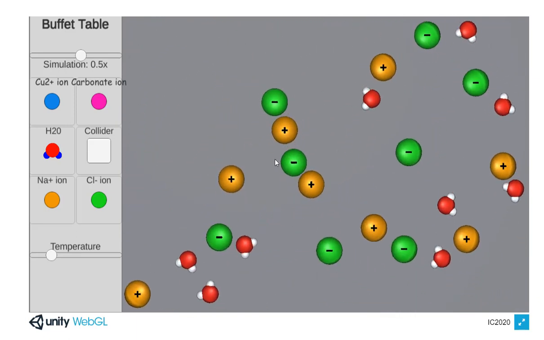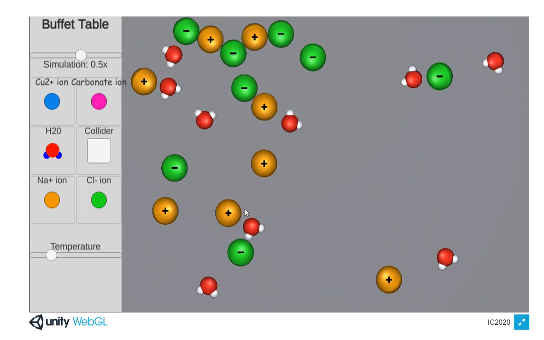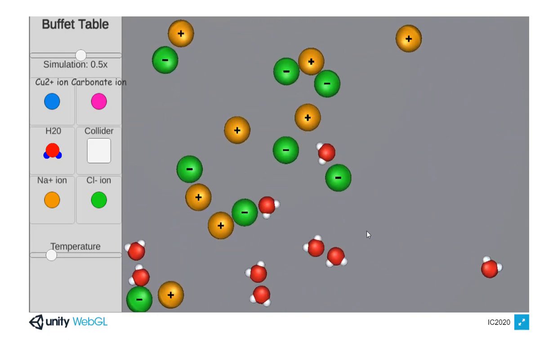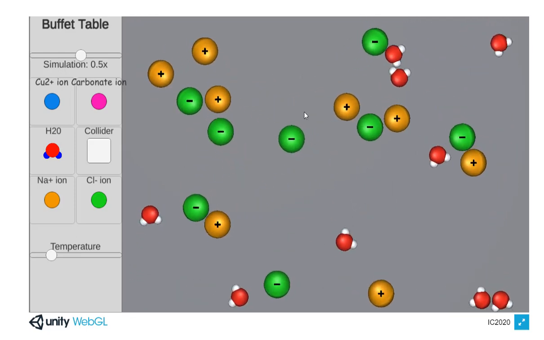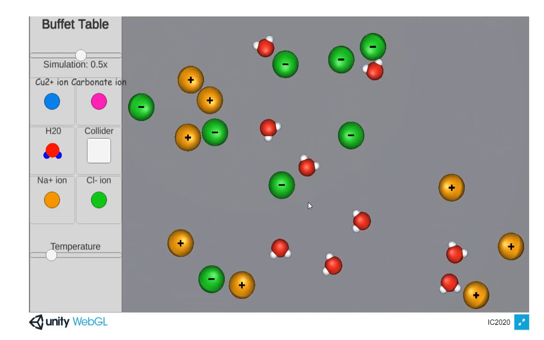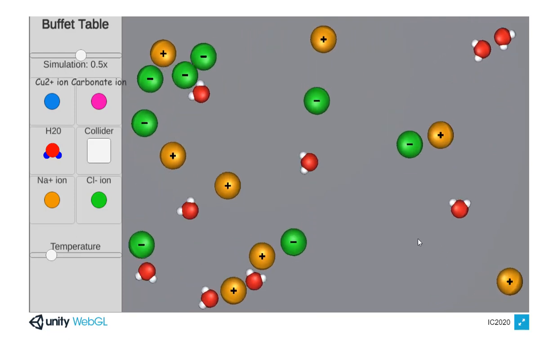The other thing that's not being well modeled here is the idea that the water molecules are attracted to these ions. Right now they're just bouncing off. But in reality, there would be interactions, attractions between water molecules and the ions. I would need to change the model to show that well.